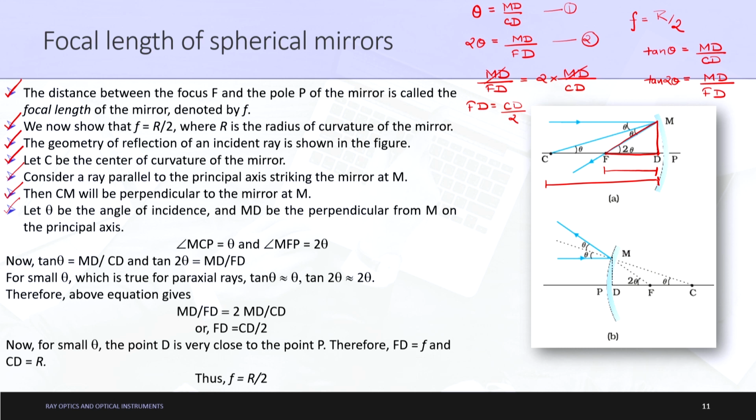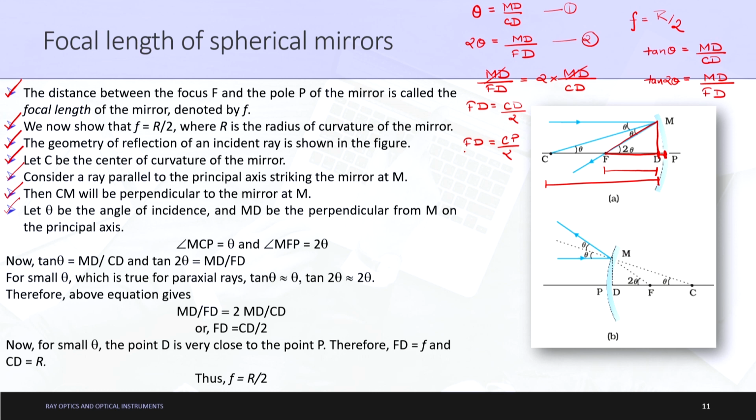Now, for the paraxial rays, this is an assumption that the theta angles are very small, and because these rays are very close to the principal axis, it can be assumed that this D point is very close to this P point. So, D and P can coincide, and hence FD is approximately equal to FP. Similarly, CD is approximately equal to CP by 2.